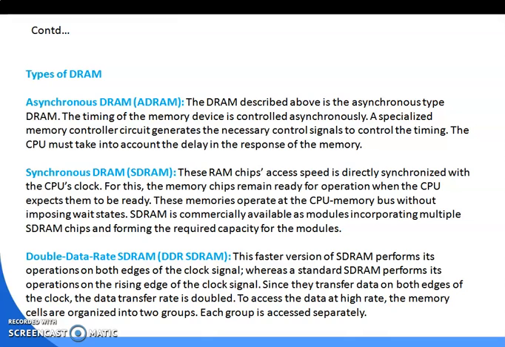So this is the DDR SDRAM, or double data rate. This is a faster version of SDRAM. It performs its operation on both edges of the clock signal, whereas a standard SDRAM performs its operation on the rising edge of the clock signal. Since they transfer data on both edges of the clock, the data transfer rate is double. So it is a high-speed RAM, and that's why it is a very fast memory, the DDR RAM.